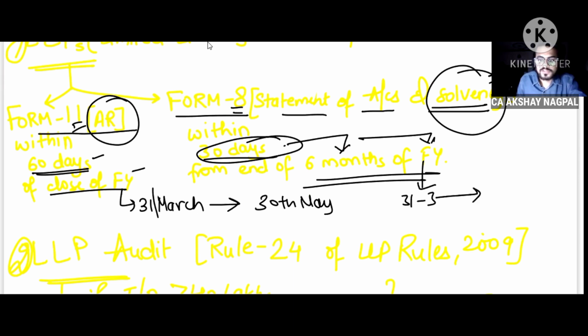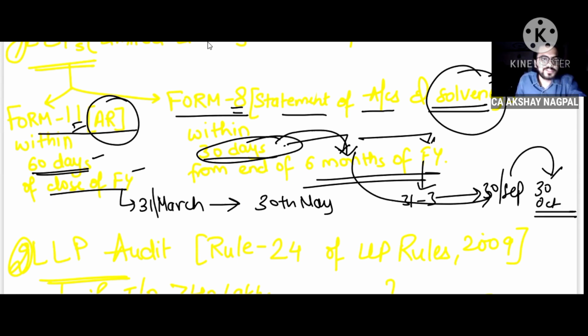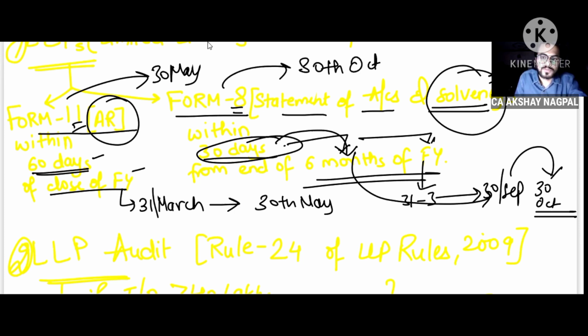Financial year end means 31st March. Within 6 months, 6 months means 30th September, and 30 days from the 6 months, that is 30th October, is the last date when Form number 8 needs to be submitted by the LLP to the registrar. So Form number 11, 60 days from the close of the financial year, that is 30th May, and Form number 8, 30 days from the end of 6 months of the financial year, and the answer here will be 30th October. So remember that. An MCQ can come from this, but you need to be prepared at all times.